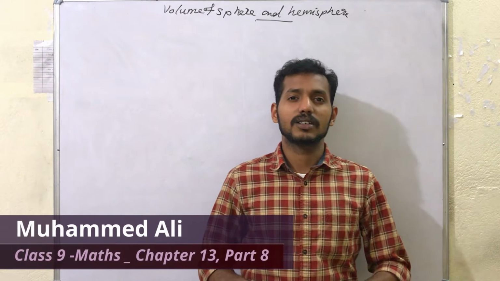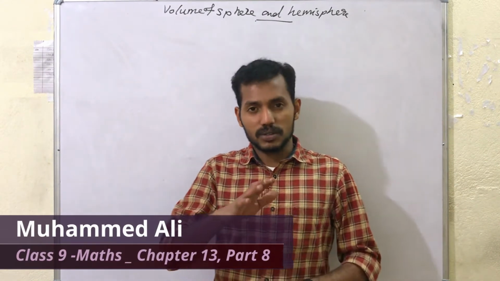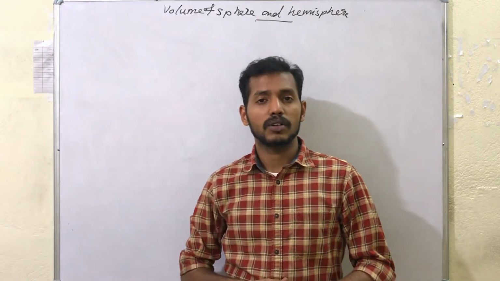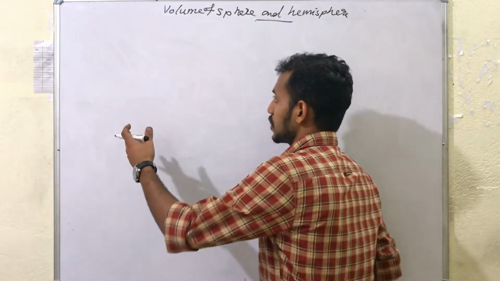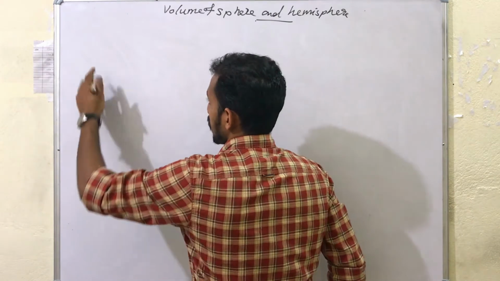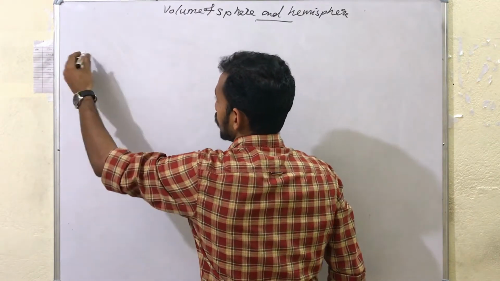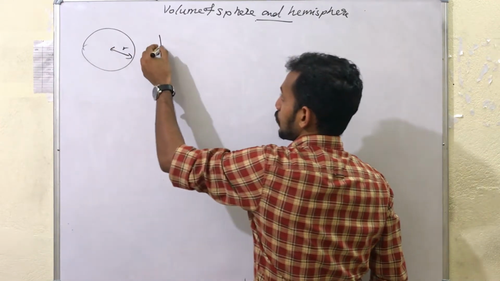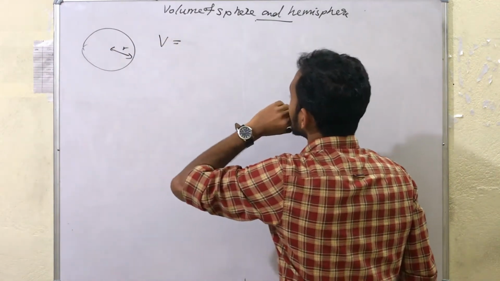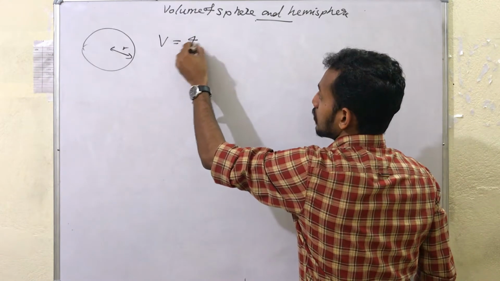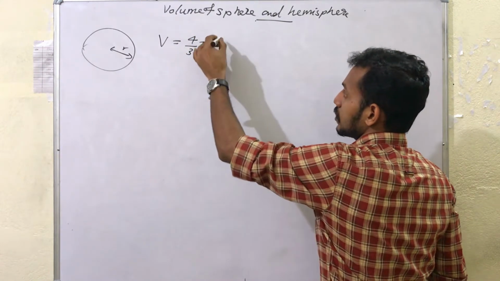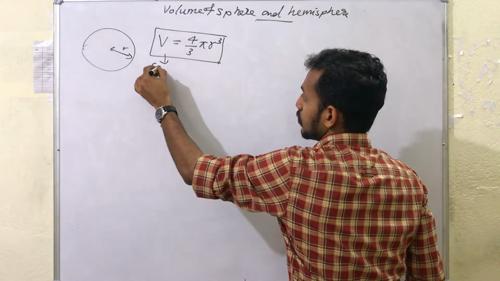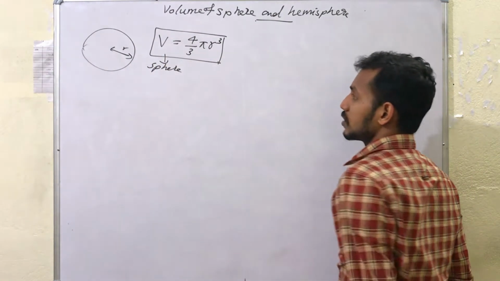Hello students, today I am going to discuss how to calculate the volume of a sphere and a hemisphere. A sphere is a three-dimensional structure, so we can find its volume by using the formula 4 by 3 pi r cube. This is the formula to calculate the volume of a sphere.